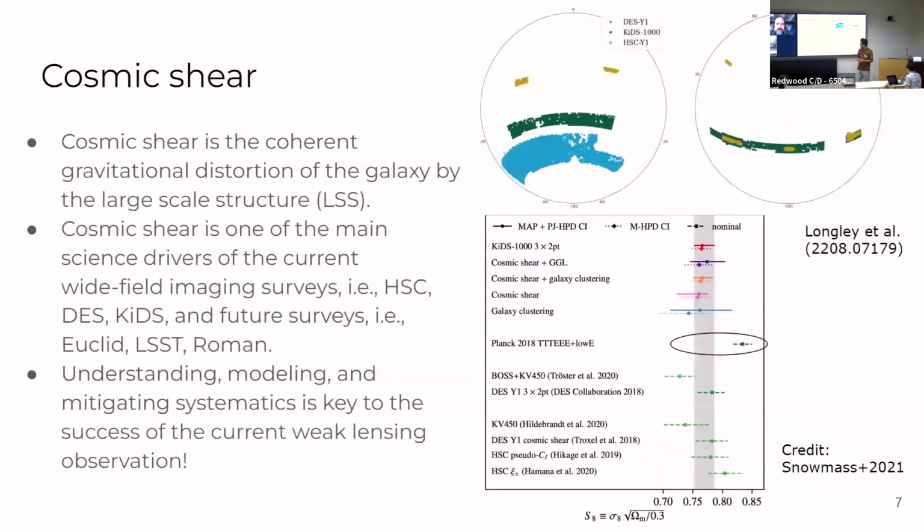So just to give a bit of context, today I will talk about mostly cosmic shear. Cosmic shear uses the correlation of galaxy shapes to measure the weak lensing signal. And it has been one of the science drivers of big surveys over the past decades and into the future.